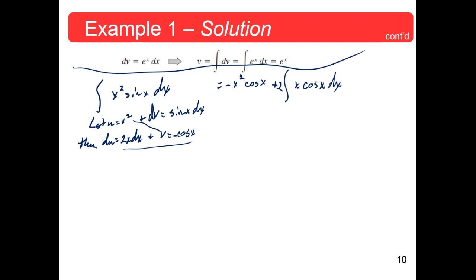Now, I'm all right with that first part. But what do you notice about the second part? You've got to integrate by parts again. Okay? So, this is going to be, don't forget the 2. So, what are we going to do here? Okay, and what will it be?